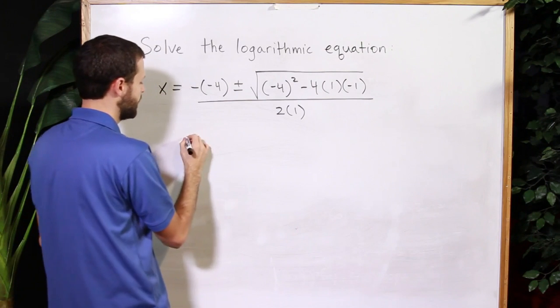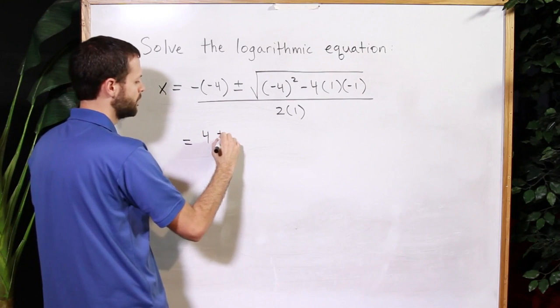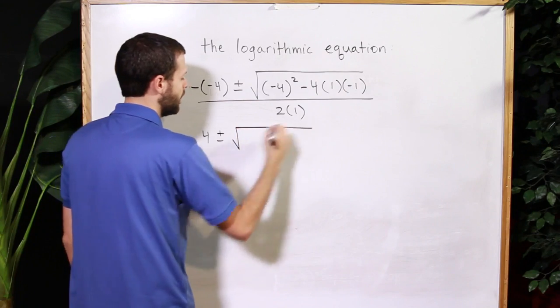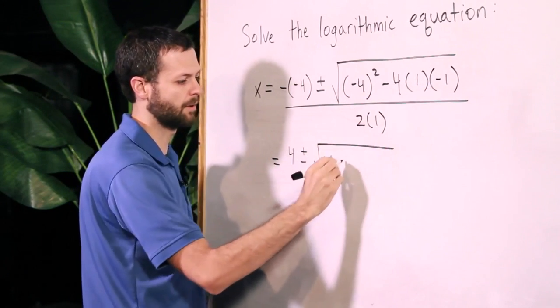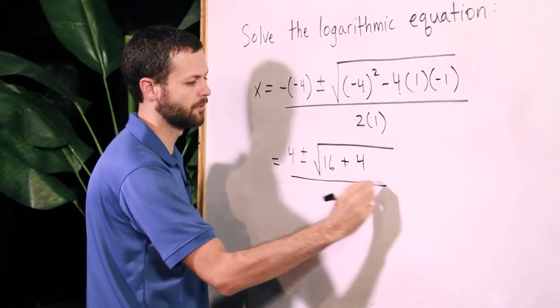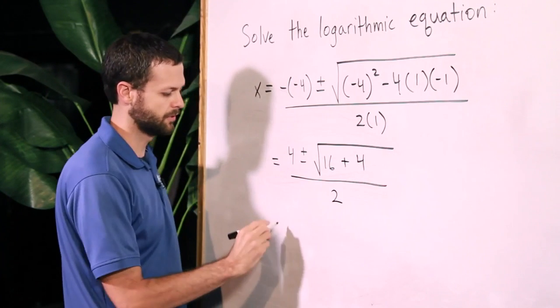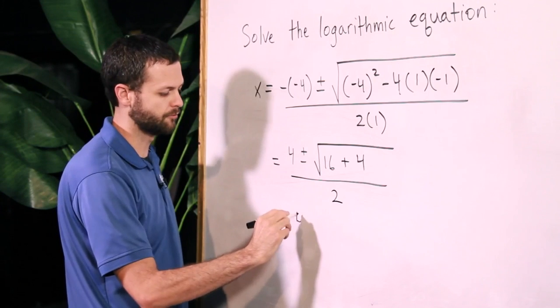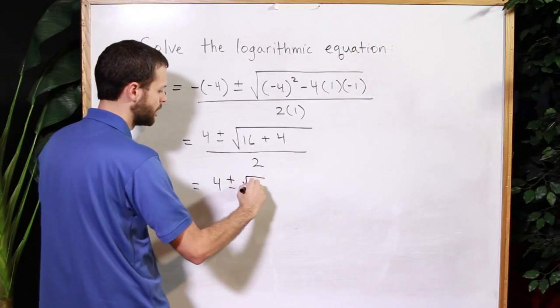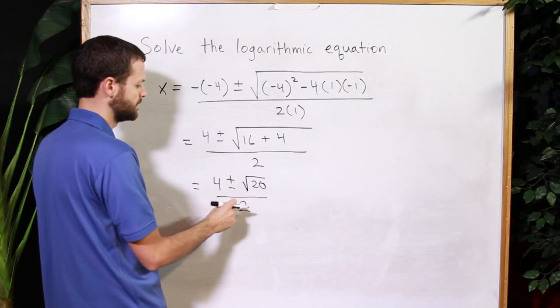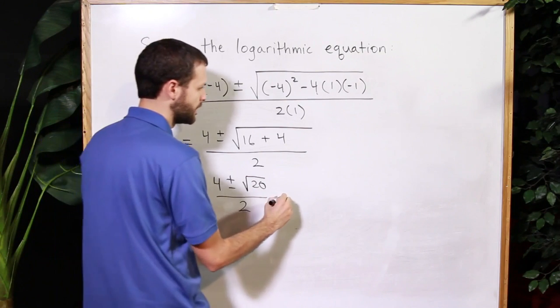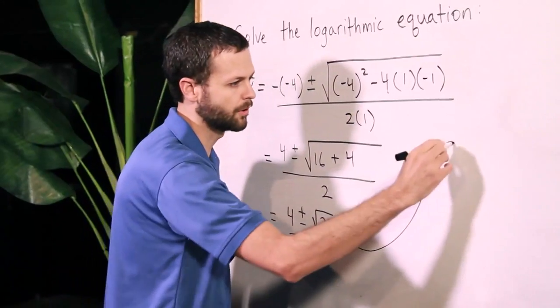This gives me x equals positive 4 plus or minus the square root of 16 minus 4 times minus 1, that's a positive 4. So I have plus 4 in the radicand over 2. I can then continue to break this down to 4 plus or minus the square root of 20 over 2. This isn't simplified enough quite yet, so let me just work over here.